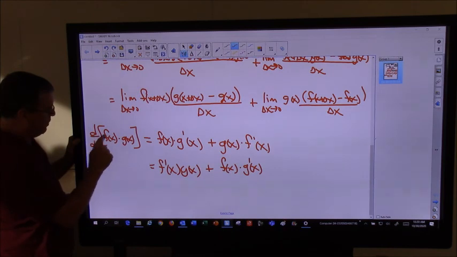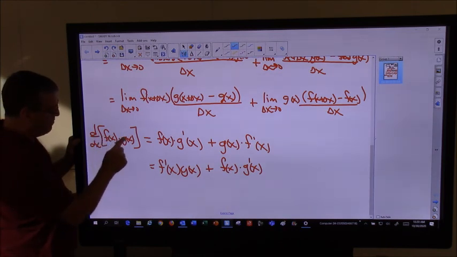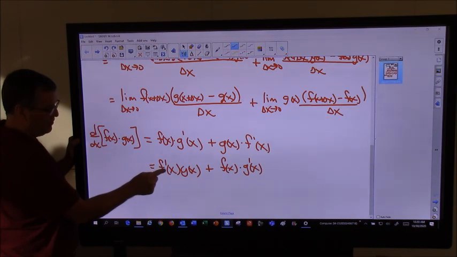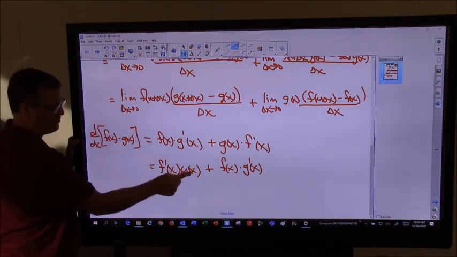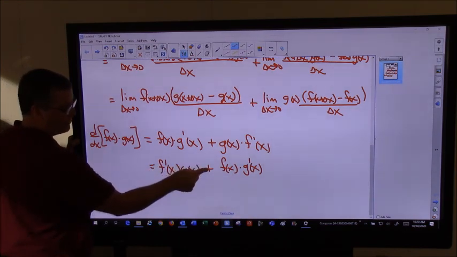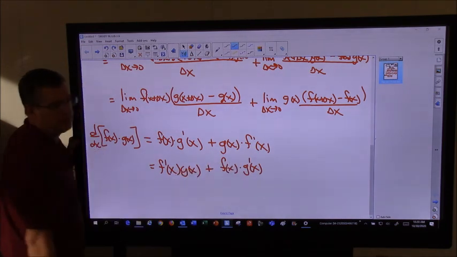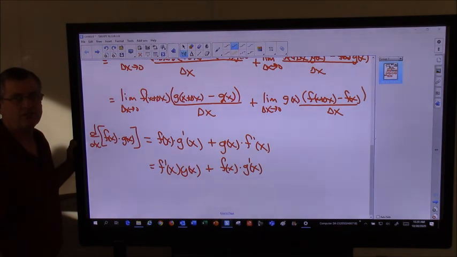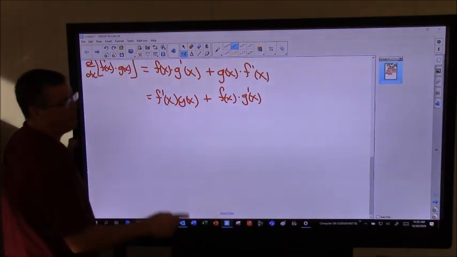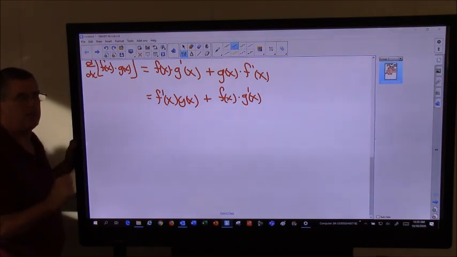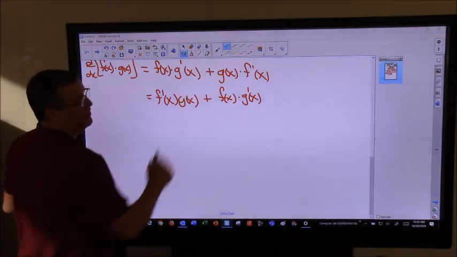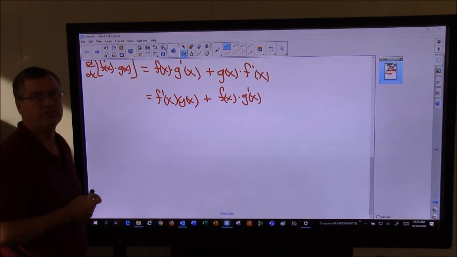When I take the derivative of two things that are being multiplied, I want to take the derivative of the first piece times the second piece, plus, leave the first the way it was, times the derivative of the second. Let me write this exact same thing slightly different, okay? This is where you want to start paying attention.